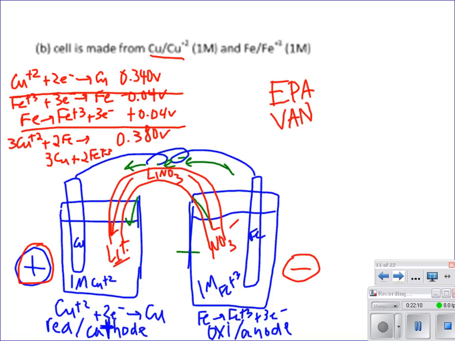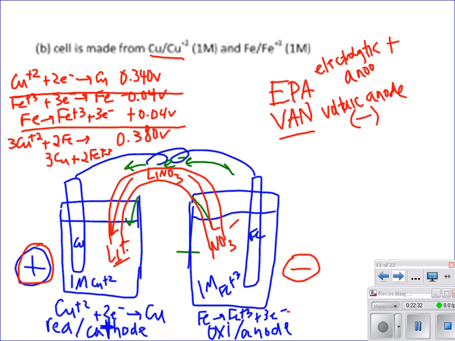But what the EPA Van stands for, and right now just worry about the Van: voltaic anode is negative. And here we had the anode and we said it was negative. The cathode is positive. This means electrolytic has a positive anode. But we haven't done electrolytic cells yet. We're not doing those till Friday. So just worry about Van right now.